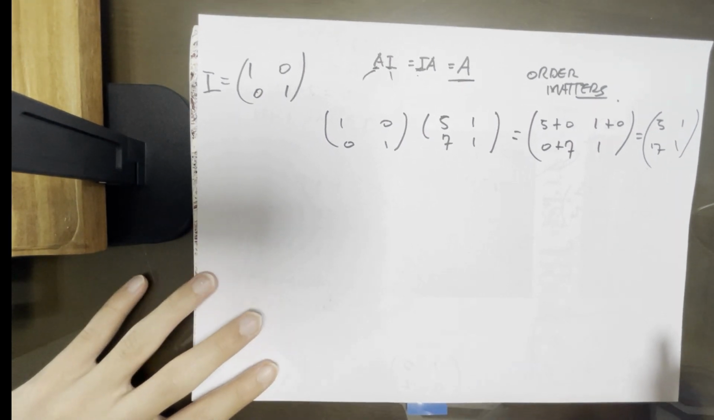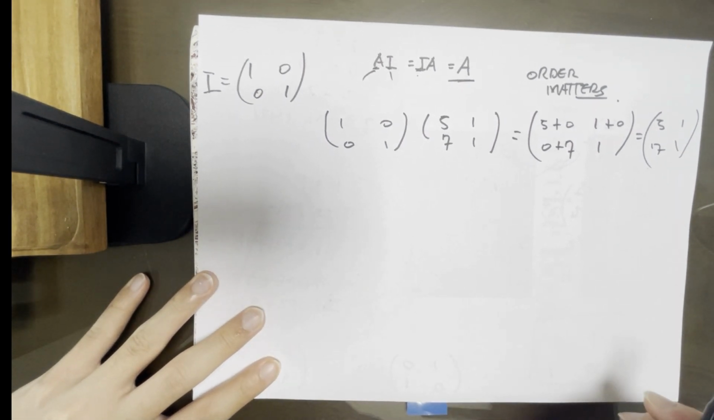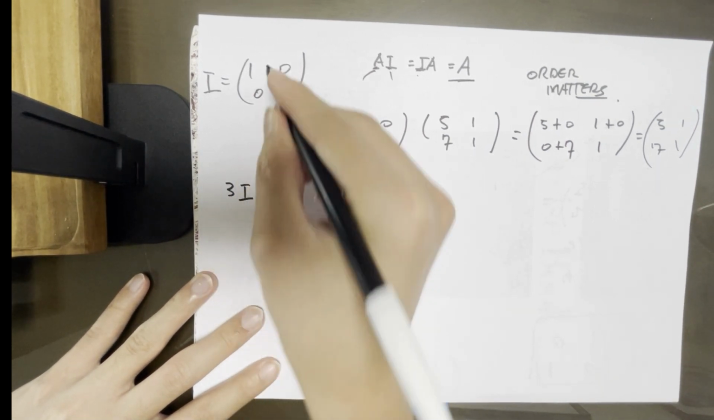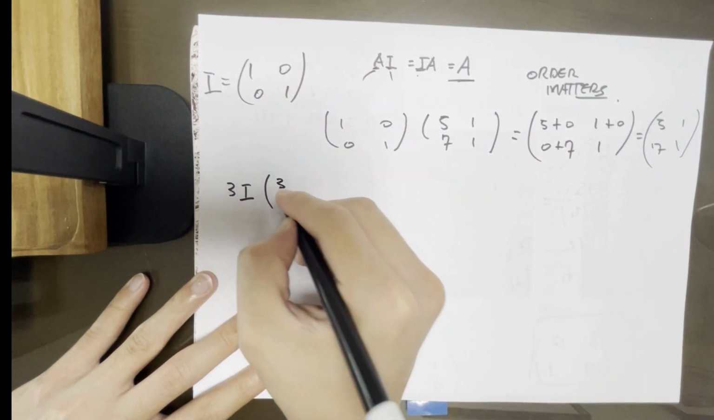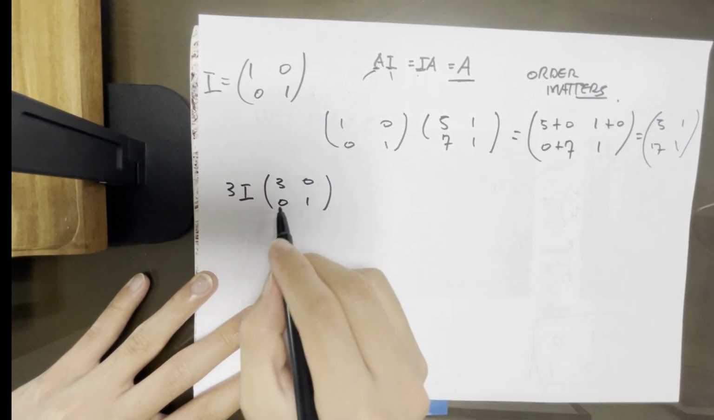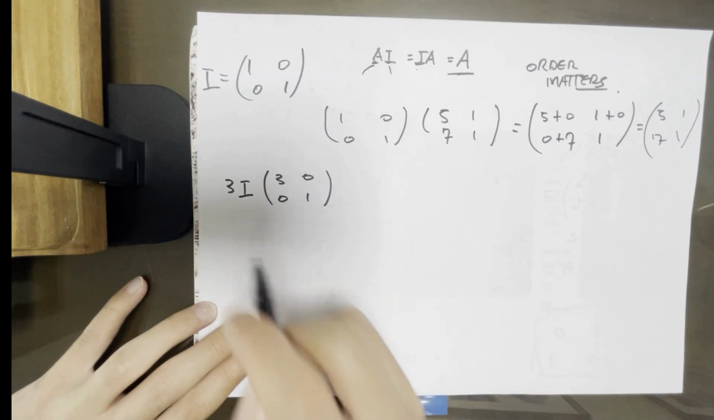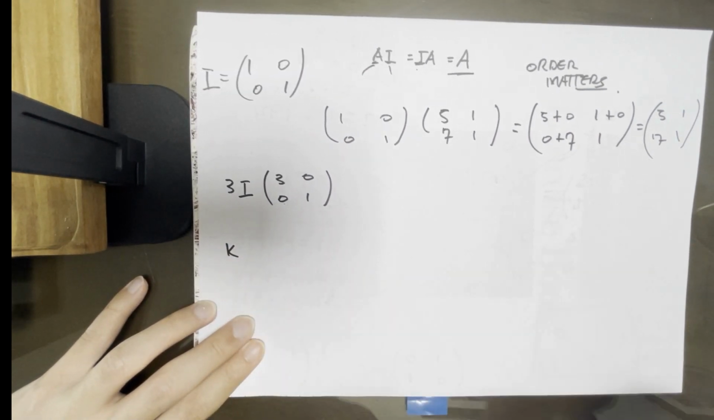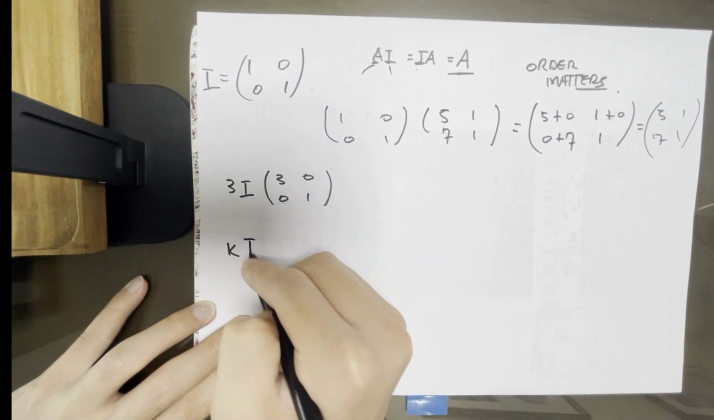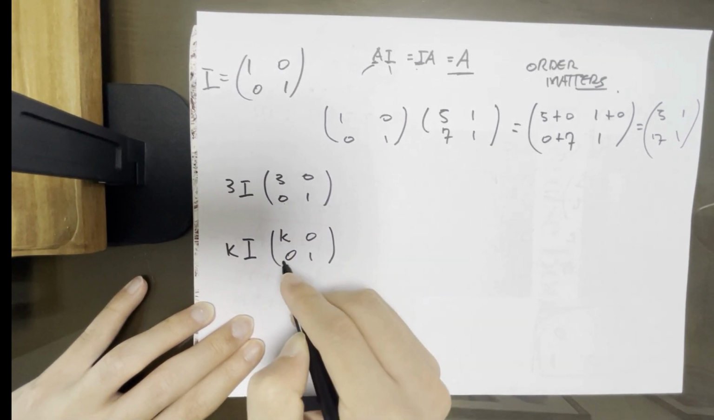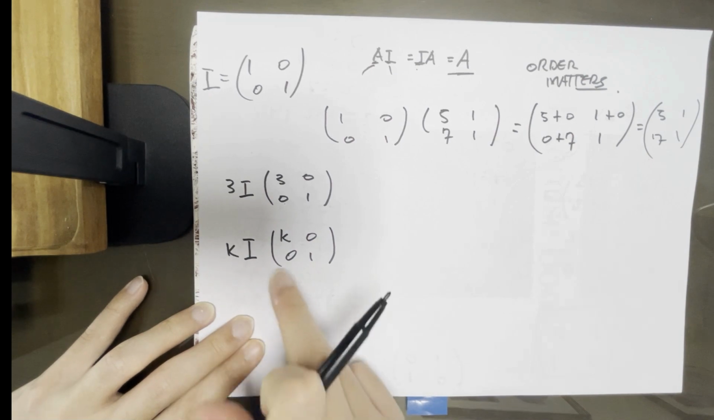So if the identity matrix is 1, 0, 0, 1, 3I is going to be 3 times the original identity matrix, which is going to be 3, 0, 0, 1. Remember, 0 times whatever number is still 0. Then k, where k is a random number, multiplied by the identity matrix, is going to give us k, 0, 0, 1. Because remember, even if k is 1 billion, 0 times it will still make 0.